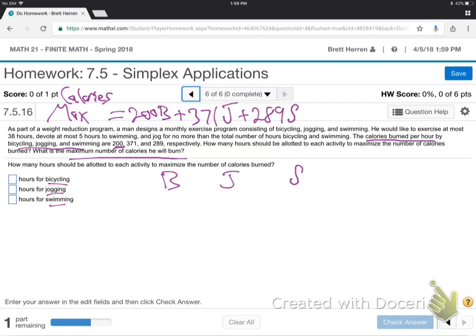So the weird part is where's the rest of the matrix, which I'm going to help you with now. But is everybody good so far? Is that making sense? That's the objective of this problem. That's our goal. We're trying to maximize calories burned. 200 calories for each hour of bicycling, 371 calories for each hour of jogging, 289 calories for each hour of swimming.